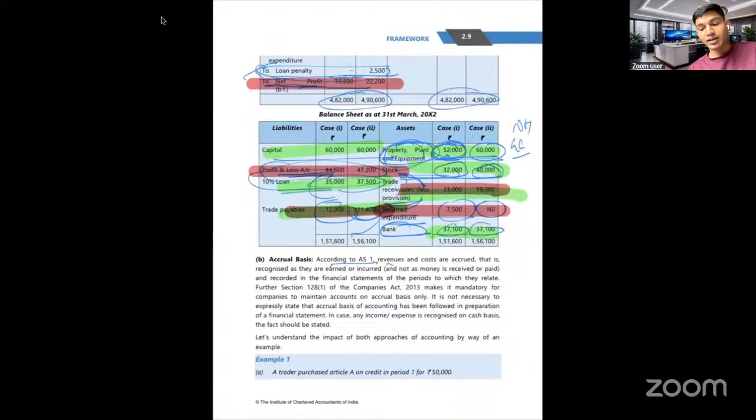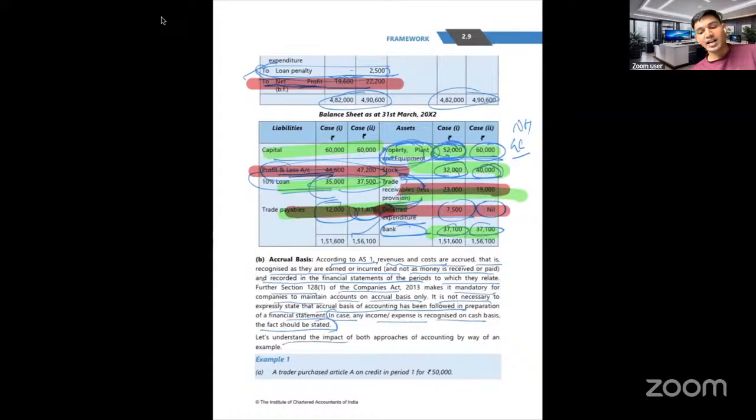According to AS 1, revenues and costs are accrued, that is, recognized as they are earned or incurred and not as the money is received or paid, and recorded in the financial statements of the periods to which they relate. Further, Section 128, subsection 1 of the Companies Act 2013 makes it mandatory for companies to maintain accounts on accrual basis only. It is not necessary to expressly state that the accrual basis of accounting has been followed in the preparation and presentation of financial statements, but in case any income or expenses are recognized on cash basis, then that should be stated.